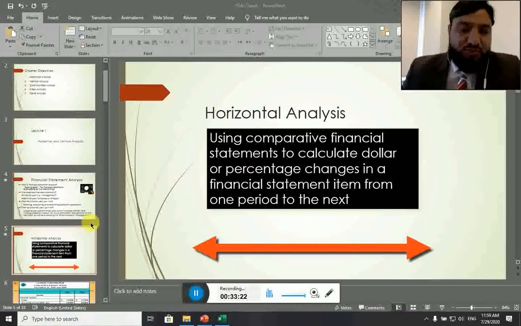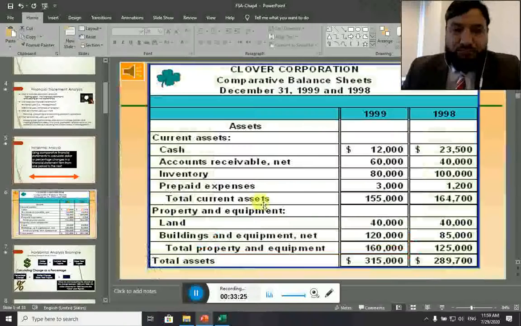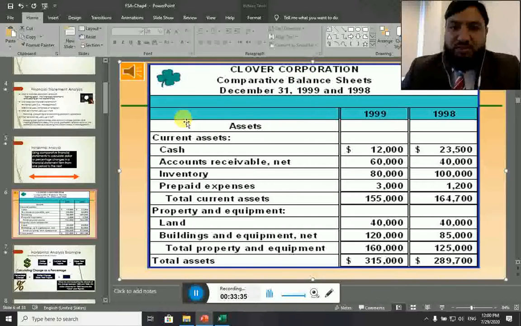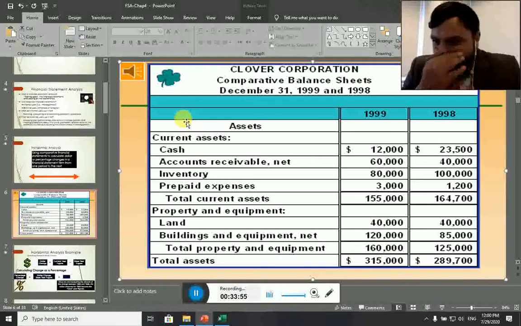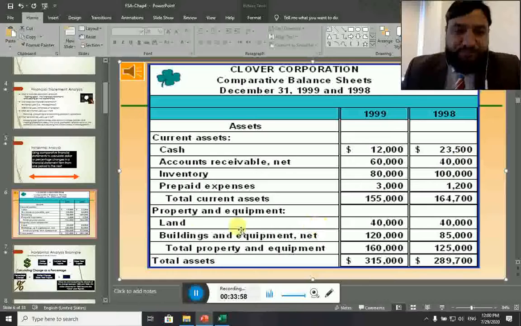So let me show you an example here. This is a balance sheet of one of the organizations by the name of Clover Corporation. Comparative balance sheet for the years 1999 and 98. As we can see, it's just the asset portion of the balance sheet. You can see different current assets and non-current assets here, and information is available here.